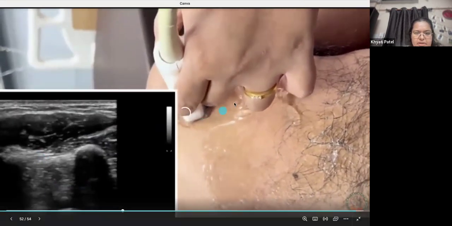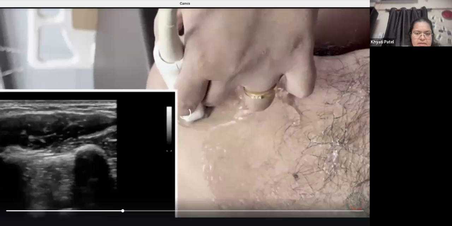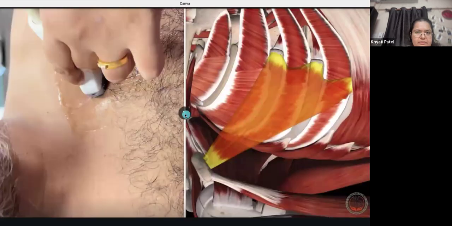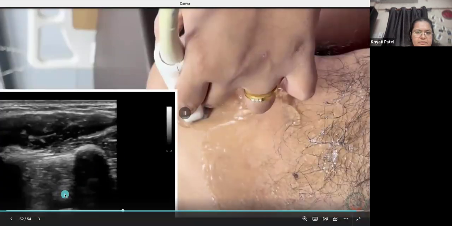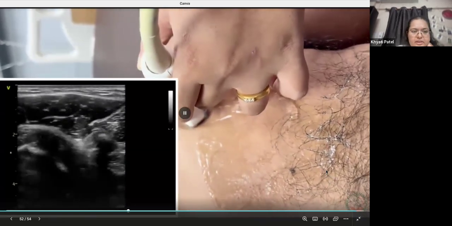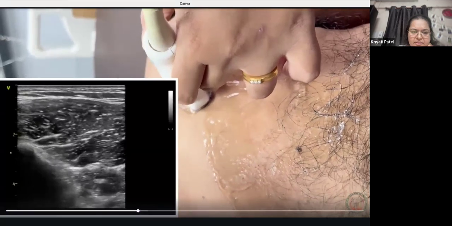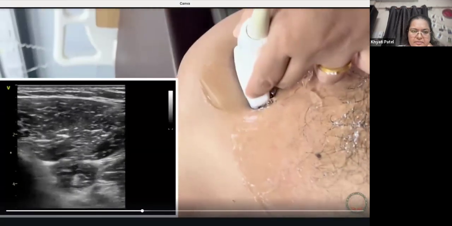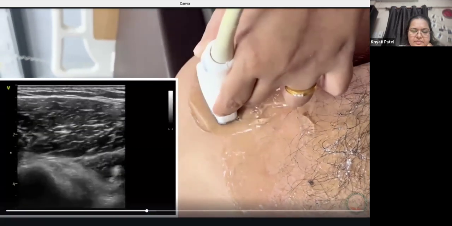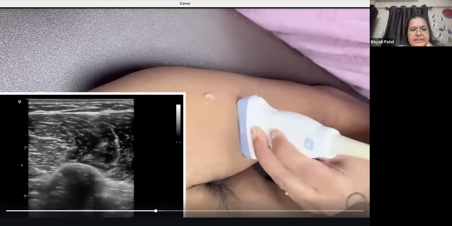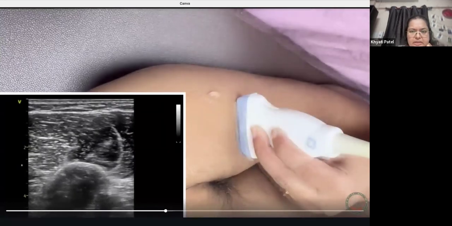So that's the coracoid process coming up. And then as we scan downwards, you can see coracobrachialis is there. As we keep scanning downwards, the deltoid will get over and you will be able to see the biceps and the brachialis underneath. So that's the humerus and the biceps above that.